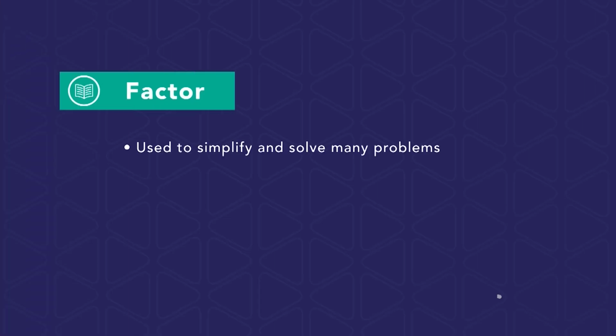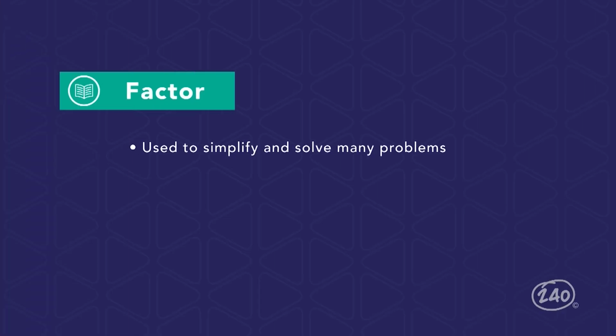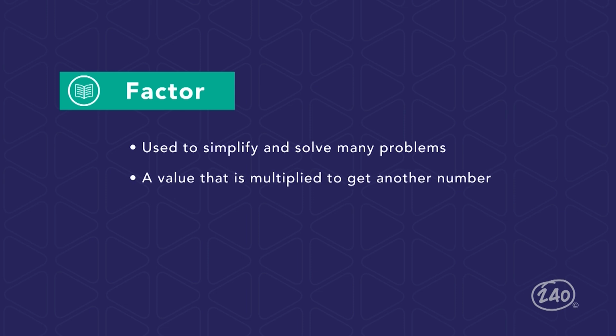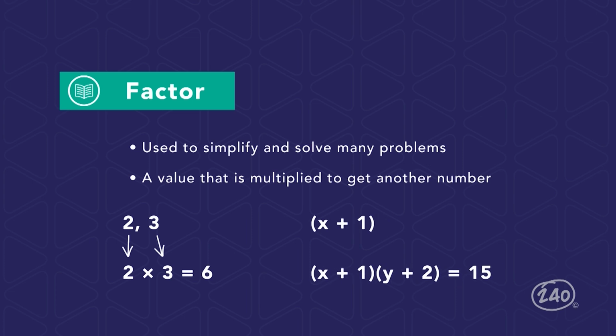How about we brush up on factors? Factors can be used to simplify and solve many problems. Factors are numbers or expressions that we can multiply together to get another number or expression. Factors can be numbers. For example, 2 and 3 are factors of 6 because 2 times 3 equals 6. Factors can also be terms or expressions. For example, x plus 1 is a factor within the equation (x plus 1)(y plus 2) equals 15.